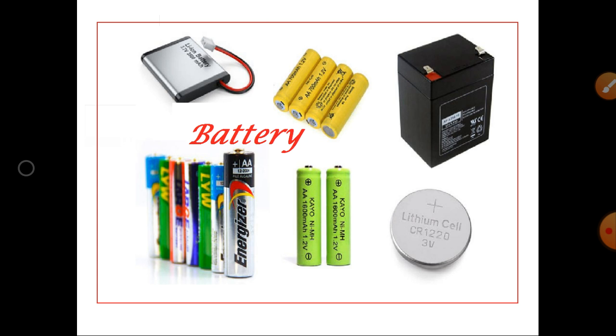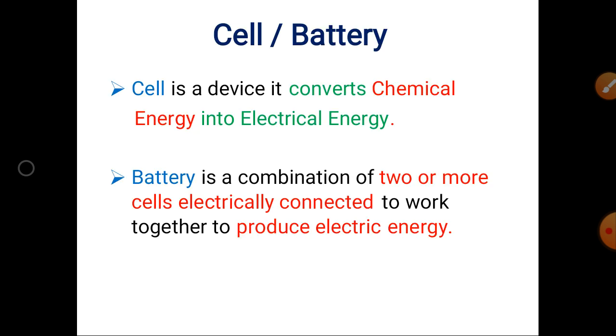So now let us see what a battery is, that is, a cell. But in our days we are using the term battery, right? We are not using cell, but actually the cell is a device used to convert chemical energy into electrical energy. And battery means a number of cells connected in series or parallel to work together and produce electrical energy. So this is the main difference between cell and battery.